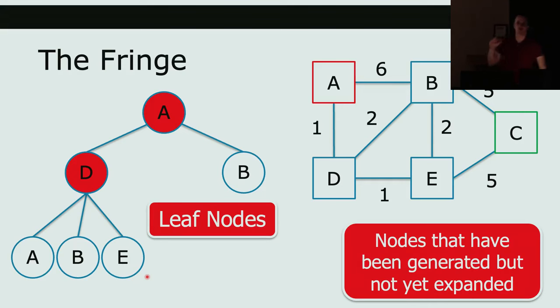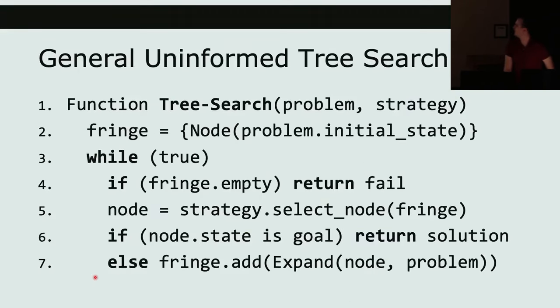The fringe is sort of the leaf nodes of the search tree, okay? And it's also called the open list. So if we color the expanded nodes red, then the ones that are white are the leaf nodes in the tree, also called the fringe. So that's all we need now to put this into an algorithm. So let's look at that algorithm.